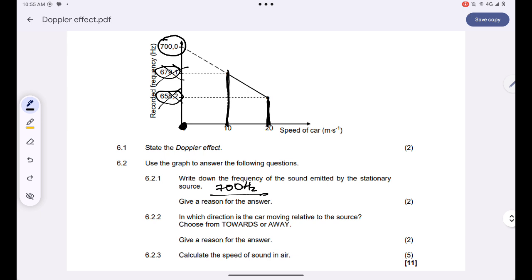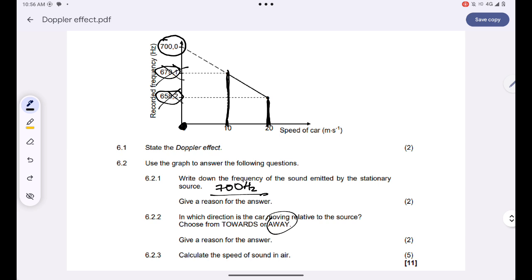Okay, then now we are being asked, in which direction is the car moving relative to the source? Choose from towards or away. Remember that we said the car is moving away from the source. Why? Because as the car moves, the learner will detect the frequency which is lower than that of the source.